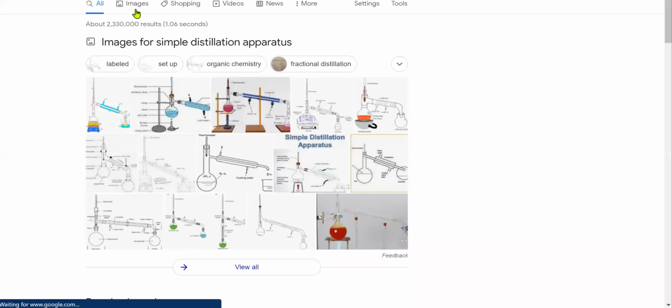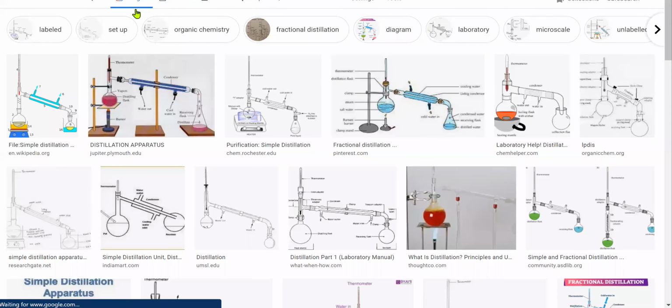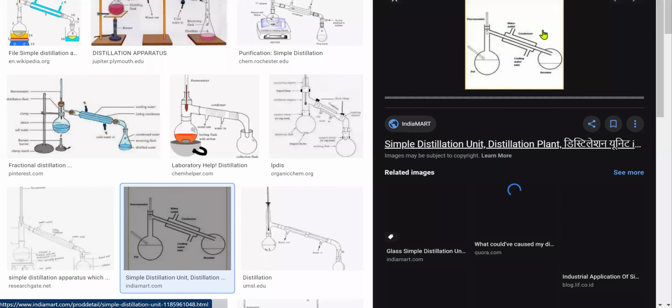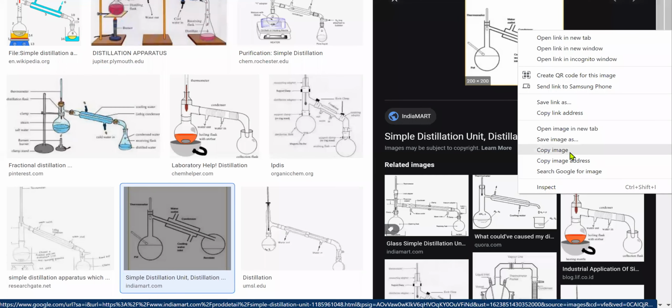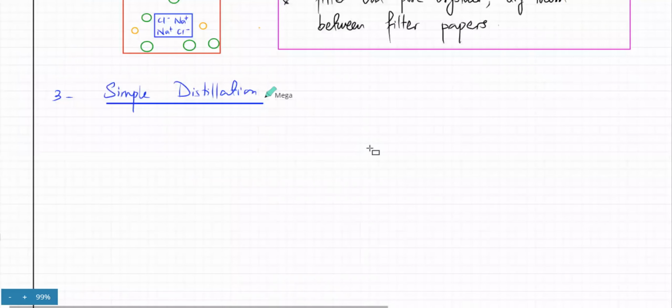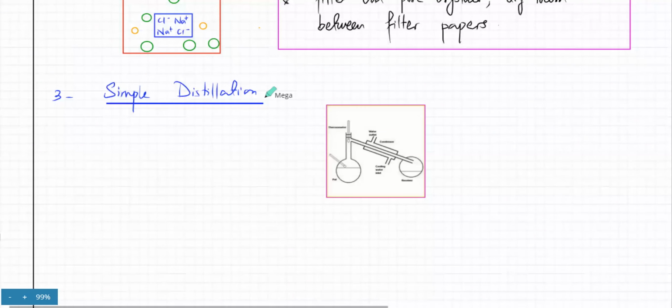You can just give me 1 second. So, which one? And this looks simple. Achha, so this one.